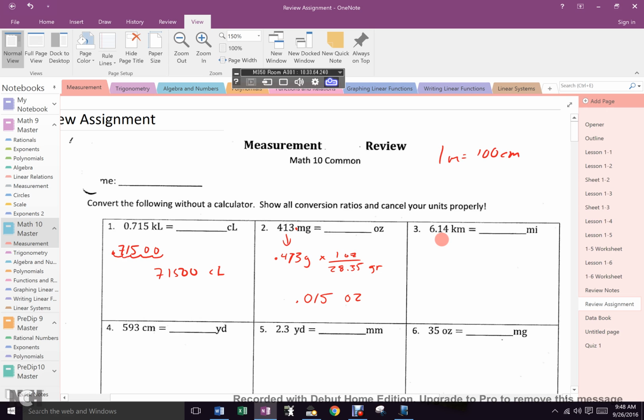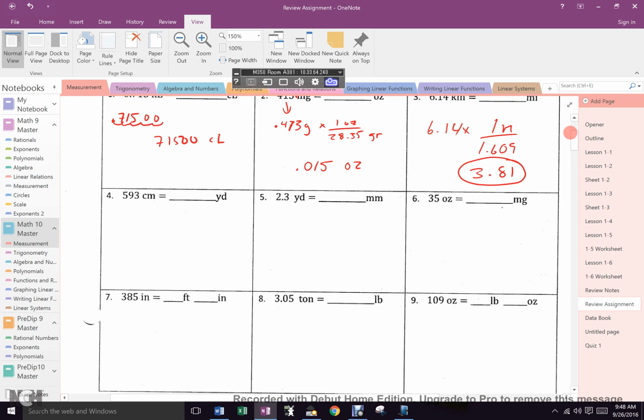And this one, I said, I believe, on Thursday or whenever we did this, that you could go ahead and leave decimals. So this was just 6.14 times 1 mile over 1.609 to get 3.81. I'm perfectly happy to take that when you're converting, okay? Everybody all right with that? Okay. Now, if you went crazy and told me how many yards that was or feet or whatever, that's cool too, right? Any problems with the first 3?